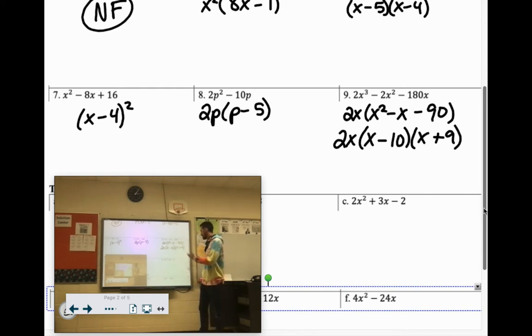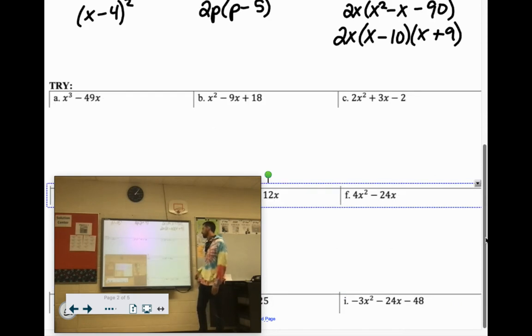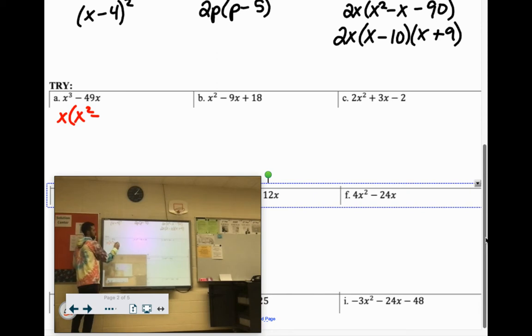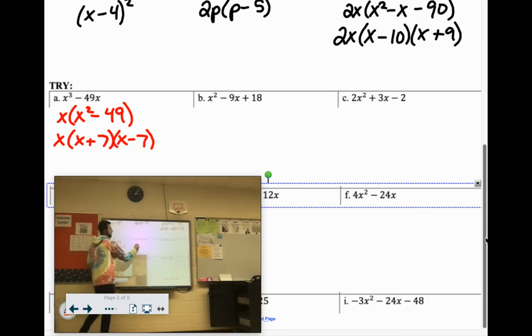So there are 6 here. 9 to try out. So I'll write them quickly, but you should be trying these to review your factoring stuff. So here we'd have an x in common, which would leave us with x squared minus 49. And that's a difference of squares. It would be x plus 7, x minus 7. Here, x minus 6, x minus 3.